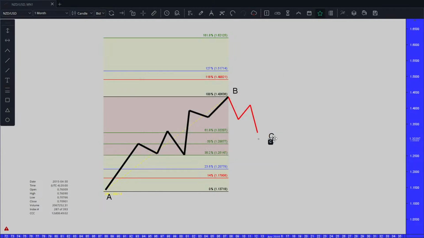what we are trying to understand with the Contrarian Fibonacci.